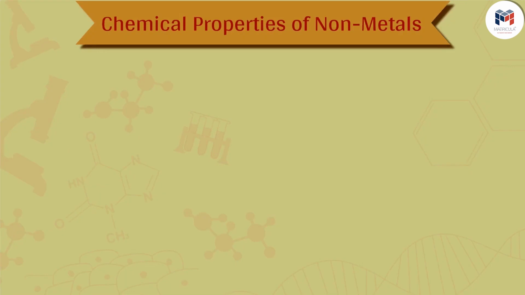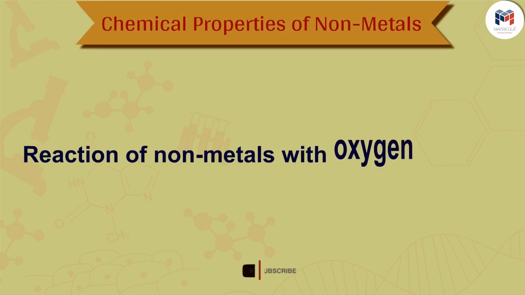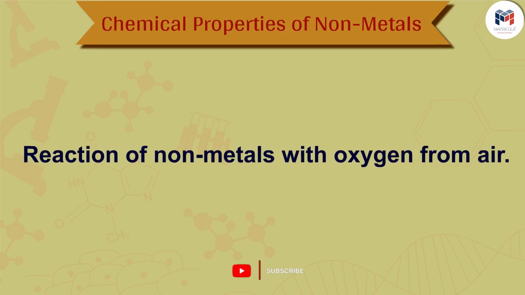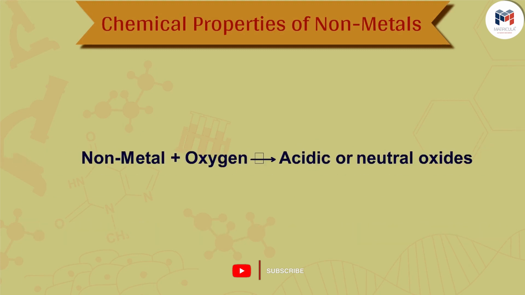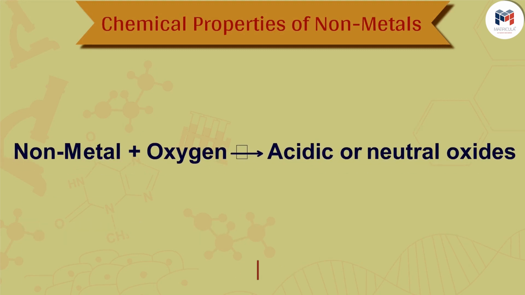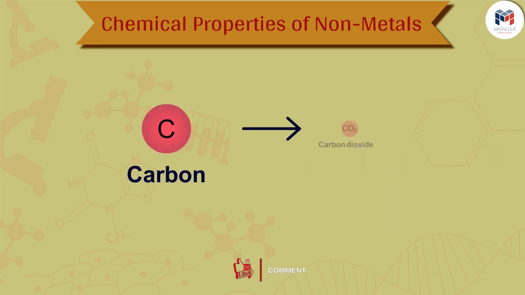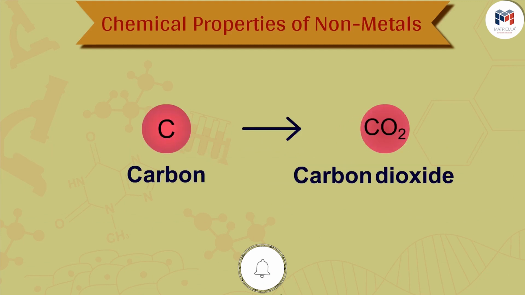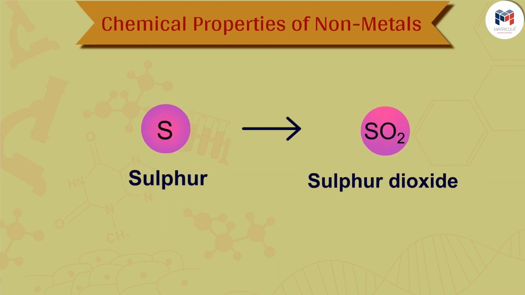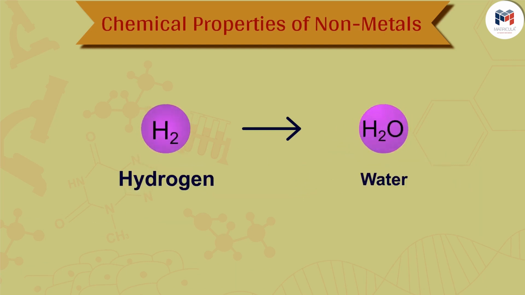The first chemical property of nonmetals that we are going to discuss is reaction of nonmetals with oxygen from air. Nonmetals react with oxygen to form acidic oxides or neutral oxides. Carbon forms an acidic oxide, carbon dioxide. Sulfur forms acidic oxide, sulfur dioxide. And hydrogen forms a neutral oxide, water, H2O.